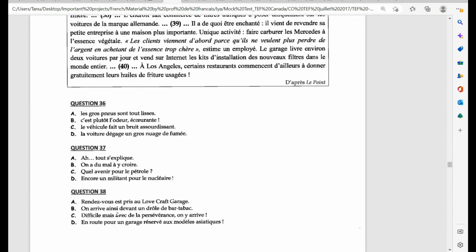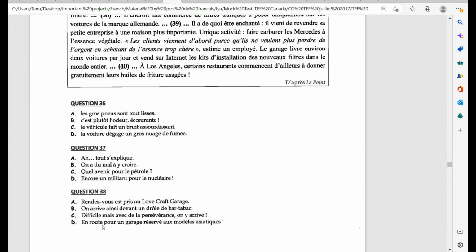On arrive ainsi d'ouvre à drôle du bar tabac. No, why would we talk about bar tabac here? Difficile, mais avec de la perseverance, on y arrive. It could be difficult, but with perseverance, we would get there. But where? We are not talking about any place in this sentence, so this is also eliminated.